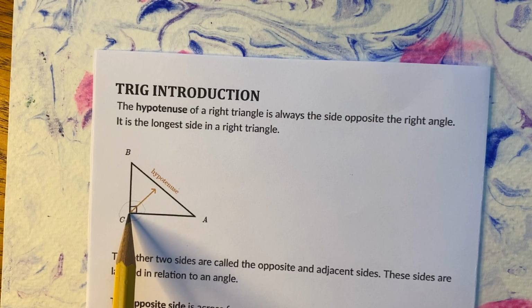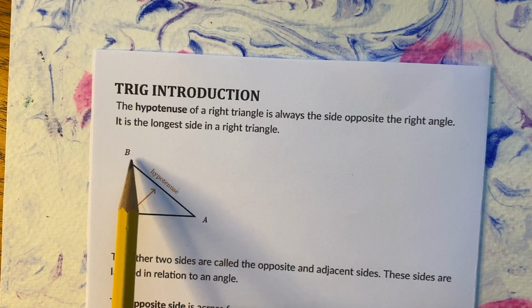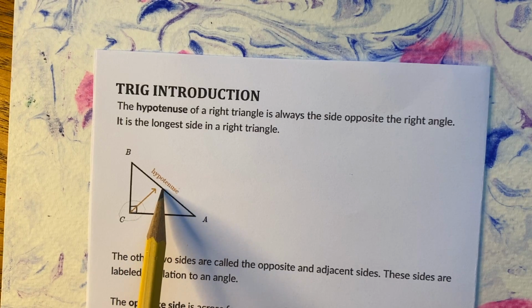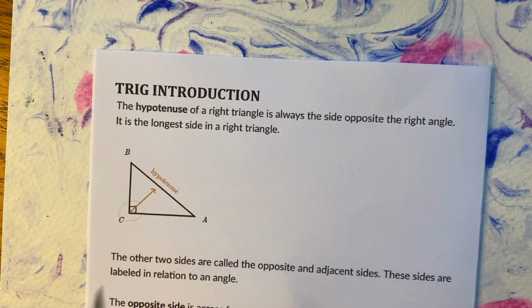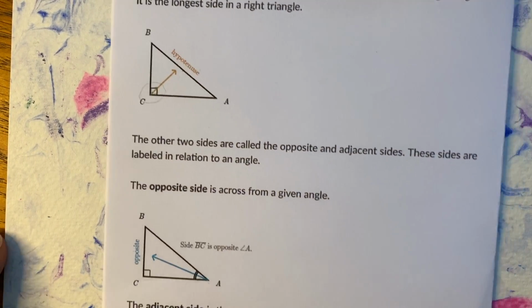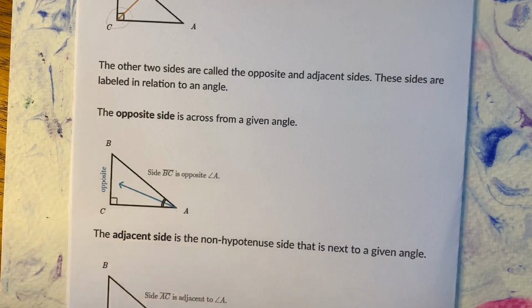Now, you should know at this point that the side opposite of the right angle, the 90 degrees, is called the hypotenuse. The hypotenuse is the same in every single right triangle that you will encounter. There are two other labelings that depend on which angle you're talking about.